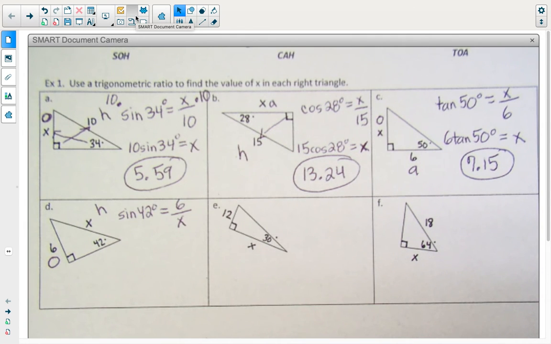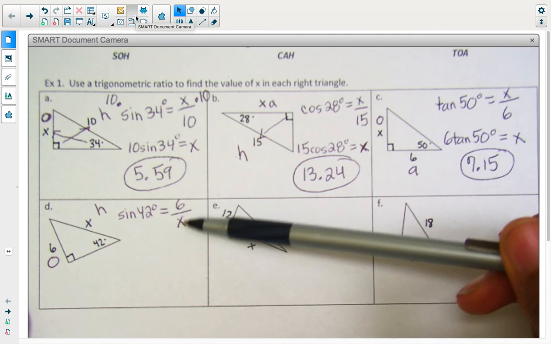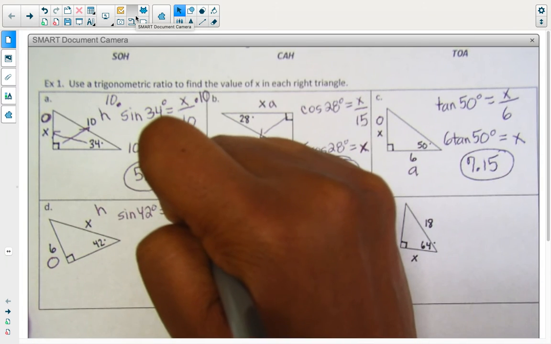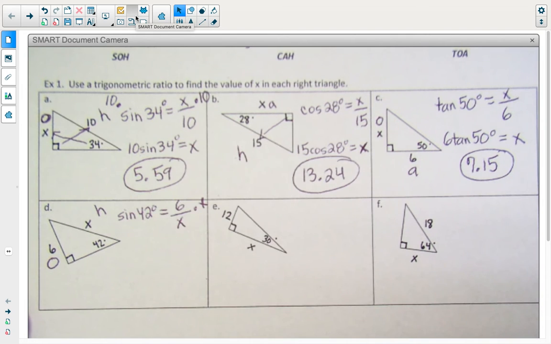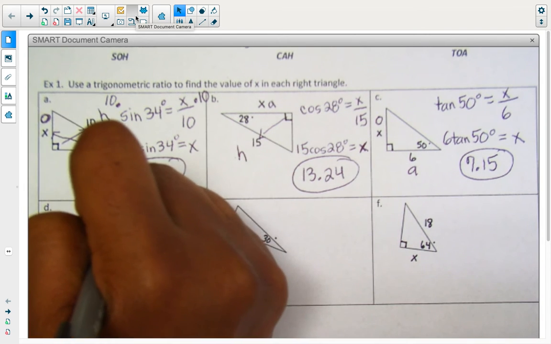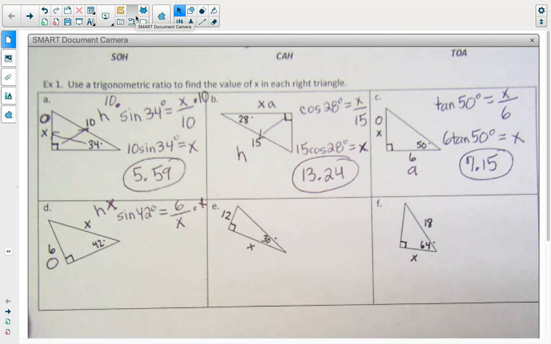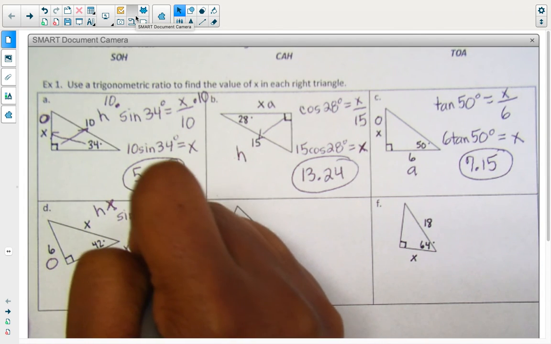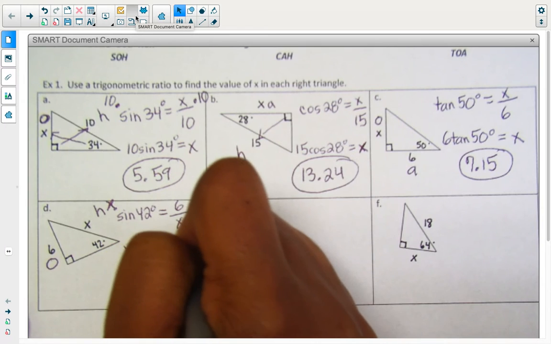Now, I need to solve this equation. I still can solve it. No biggie, I can solve it. So I'm dividing by x. I need to multiply both sides by x. So I'm going to multiply this side by x. And I'm going to multiply this side by x. These x's cancel. And now I have x sine 42. So x sine 42 degrees is equal to 6.